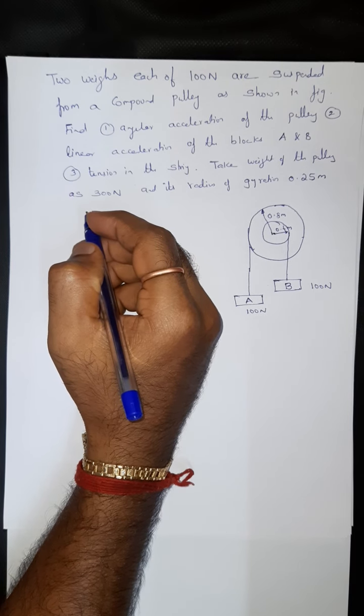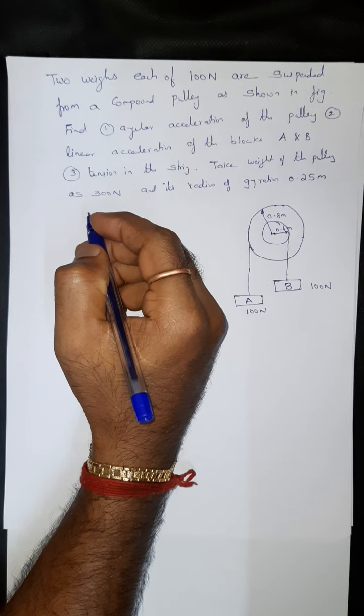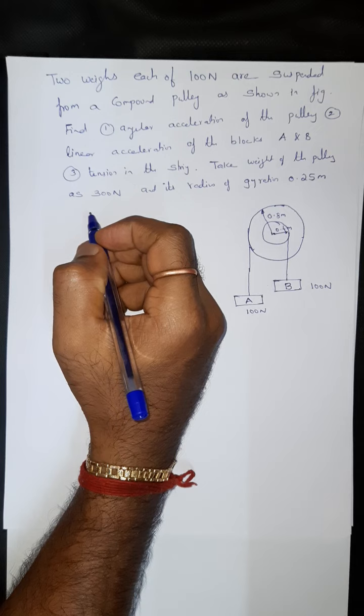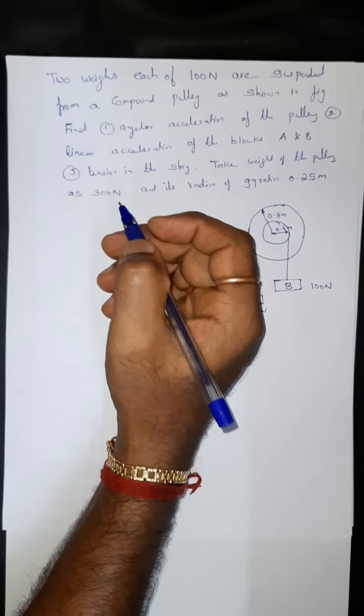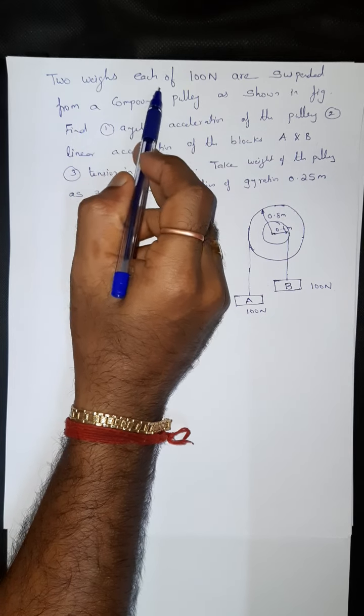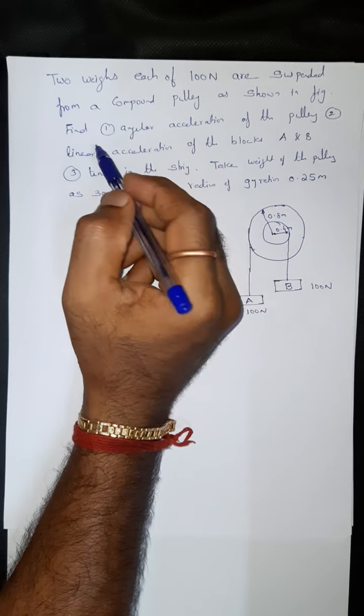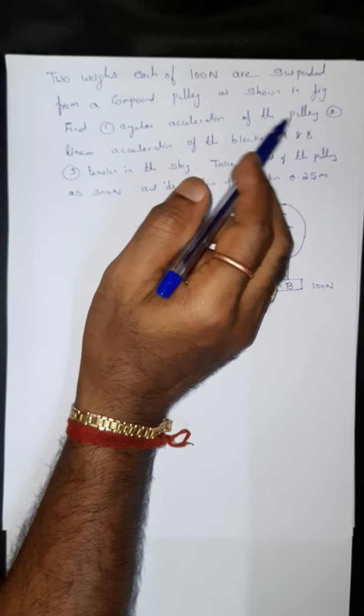Very good morning, students. For this lecture and video session, I am going to solve a problem from the kinetics of rigid body by using D'Alembert's principle. Let me just read out the question first. Two weights, each of 100 Newton, are suspended from a compound pulley as shown in figure. Find angular acceleration of the pulley.